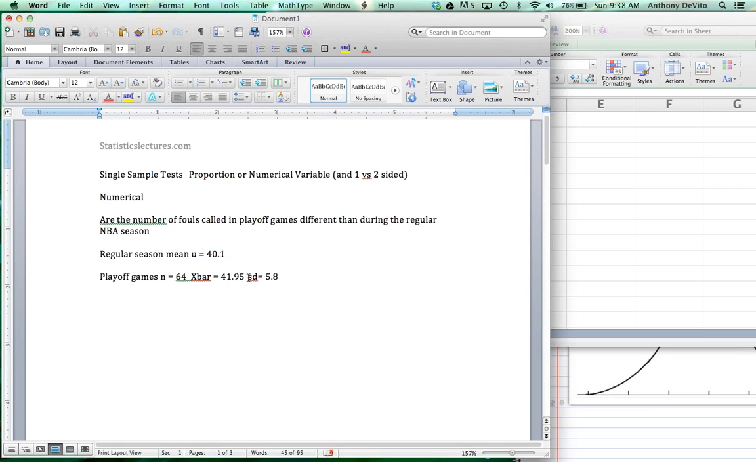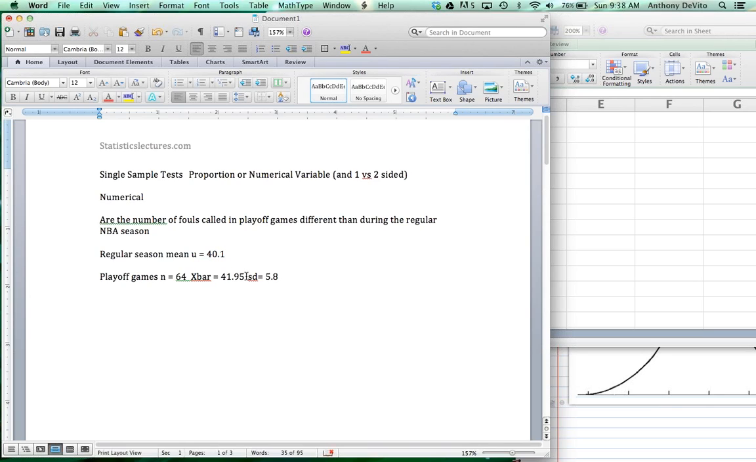fouls per game with a standard deviation of 5.8. Now keep in mind, I didn't put sigma here, I put standard deviation because we got that standard deviation from this sample of 64 playoff games, not from the regular season games. Okay, maybe we don't know it, maybe we haven't calculated, maybe it's not available to us.